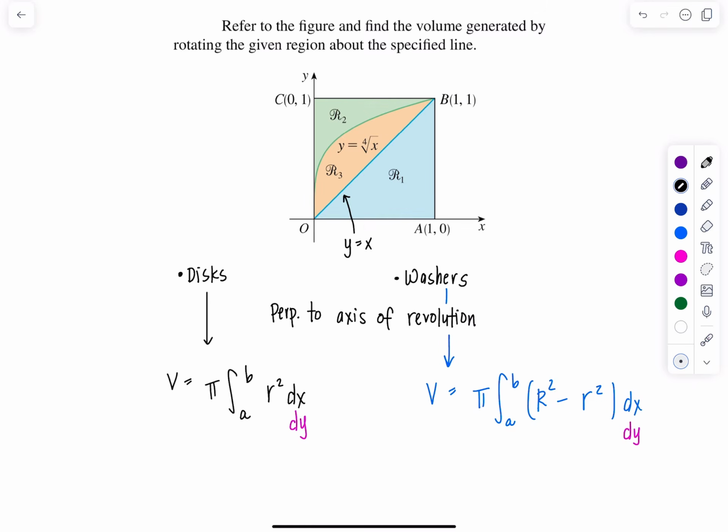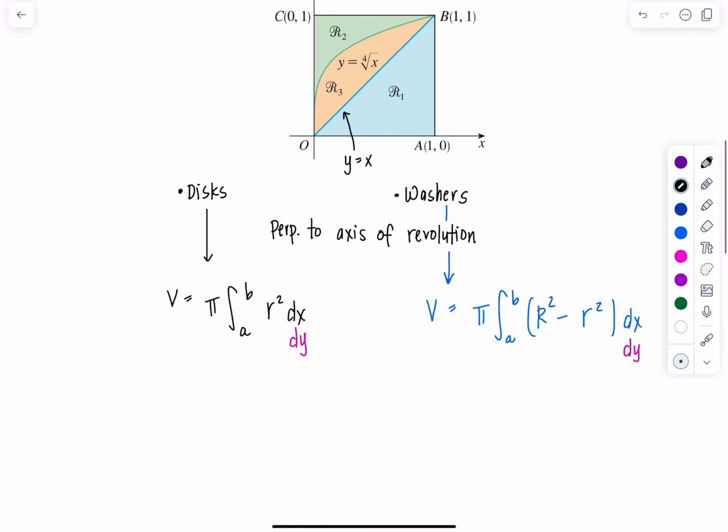So I don't have any problems written down. We're just going to hop to the first one. What we're going to do is find the volume obtained by spinning region 1 about the line OA. So where is OA? It is right here. So we're going to spin region 1 about this line.